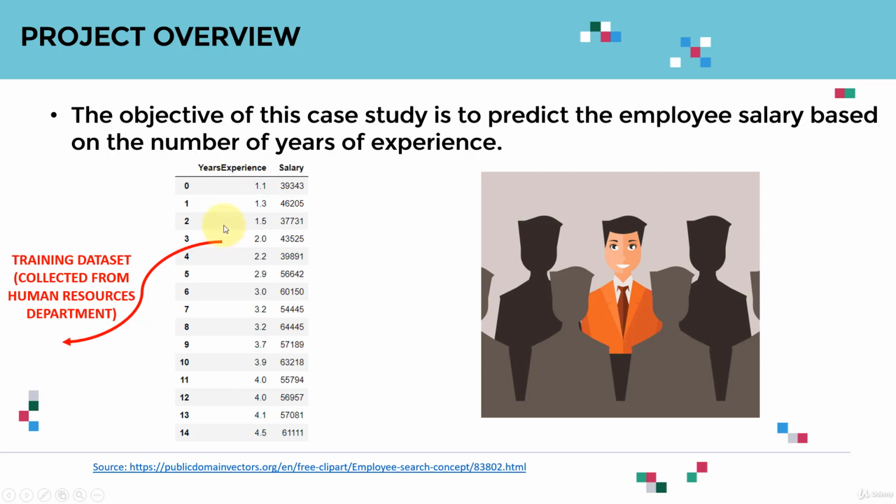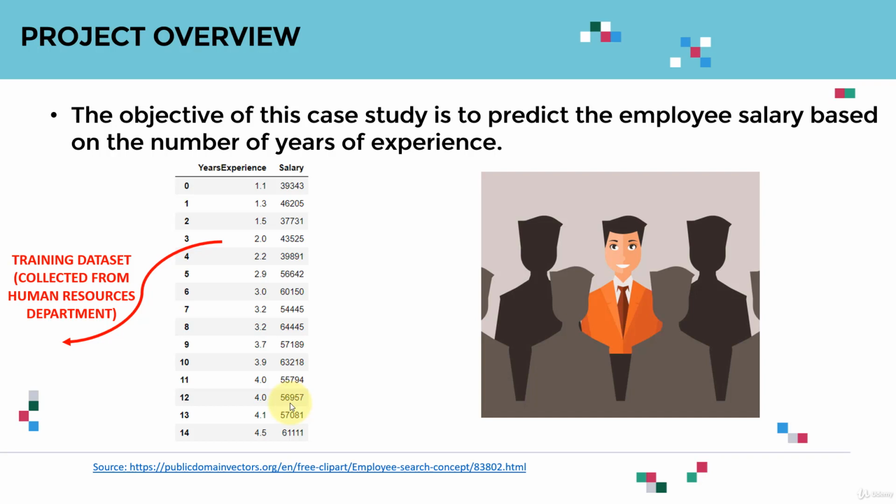For example, if I have an employee who passed the interview process, everything looks great, and now I basically want to make him an offer. What the Human Resources Department could say is, okay, I can take a look at the historical data, and if I have an employee with 1.1 years of experience, they are generally paid maybe $39,000. If I have another employee who has more experience, maybe 4 years of experience, we generally pay him $56,000 a year, and so on.